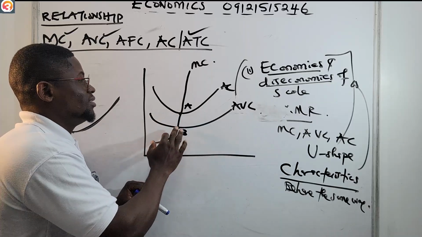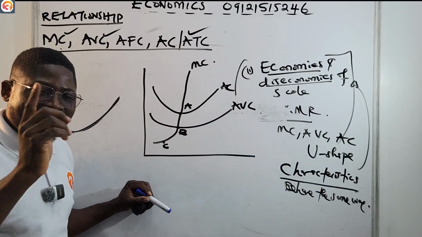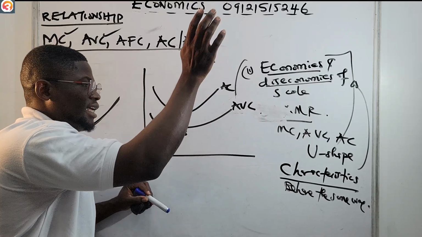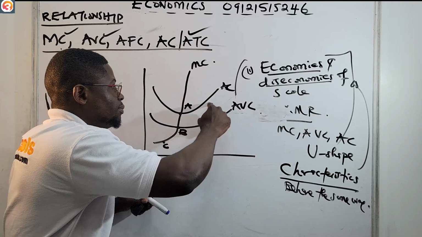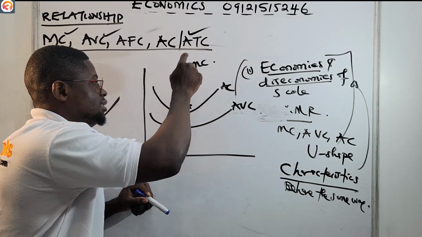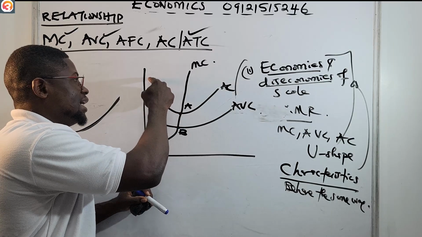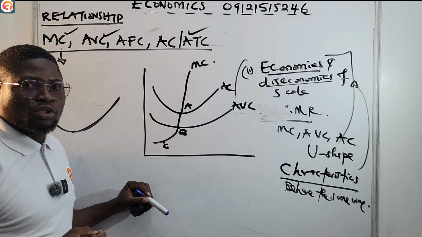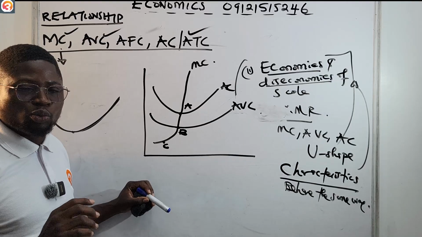When the MC is rising, they also rise. They increase to meet the MC. So you can see it's going upward because the MC is going upward. But when MC was coming down, it was coming down. So they behave almost the same way.